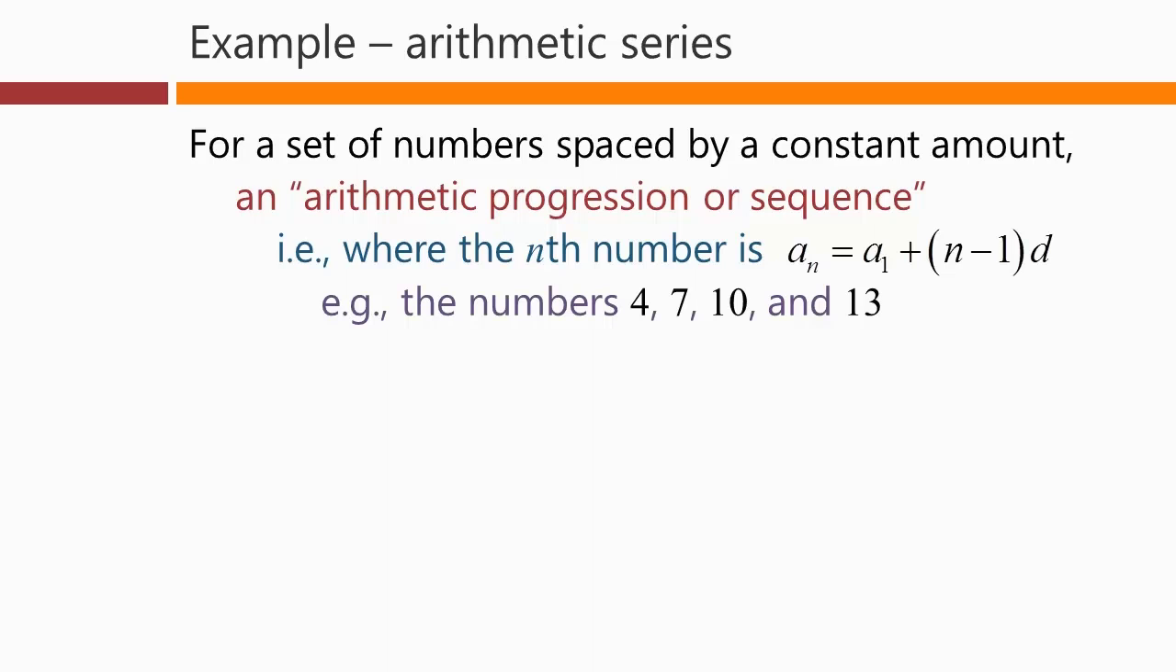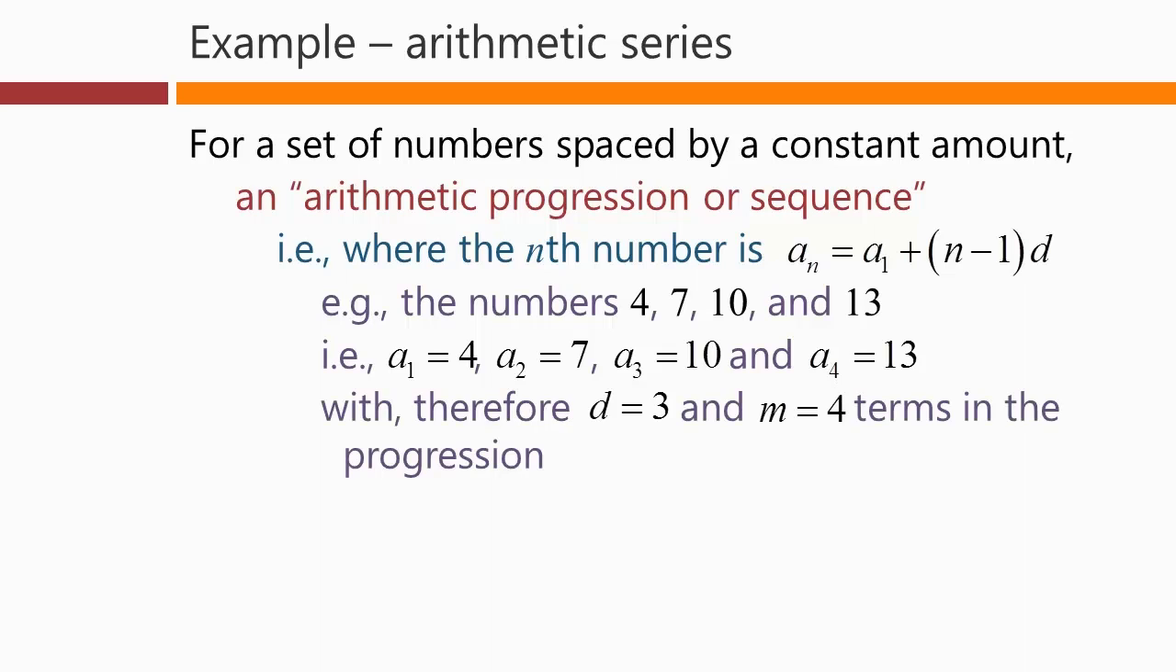For example, the numbers 4, 7, 10, and 13 are all equally spaced by an amount 3. And in this case, obviously, by definition, a1 would be 4, a2 would be 7, a3 would be 10, and a4 would be 13. And this number d is simply 3. So a1 is 4, and the second term has 2 minus 1 here. That's 1 times d, that's 3. So we're adding 3 onto 4 to get 7, and so on.